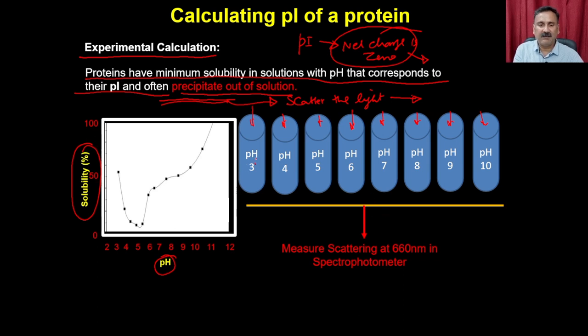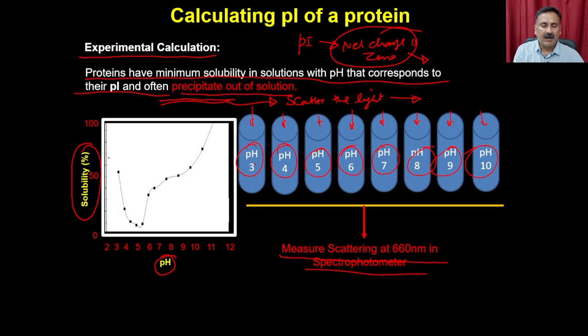I have taken the same amount of protein and incubated it at pH 3, 4, 5, 6, 7, 8, 9, and 10 for some time. Then I measured the scattering at 660 nanometers in a spectrophotometer. Scattering tells me how much the protein has formed particulate matter.